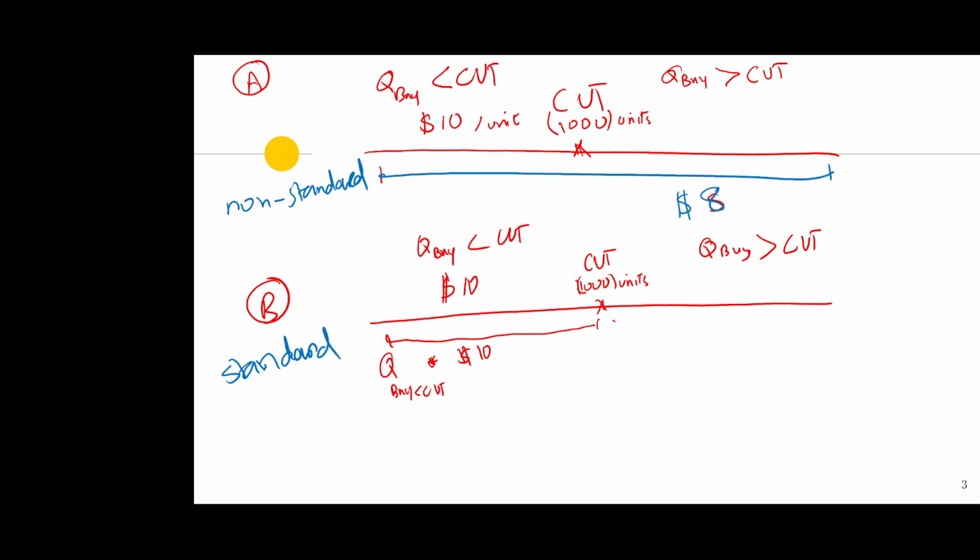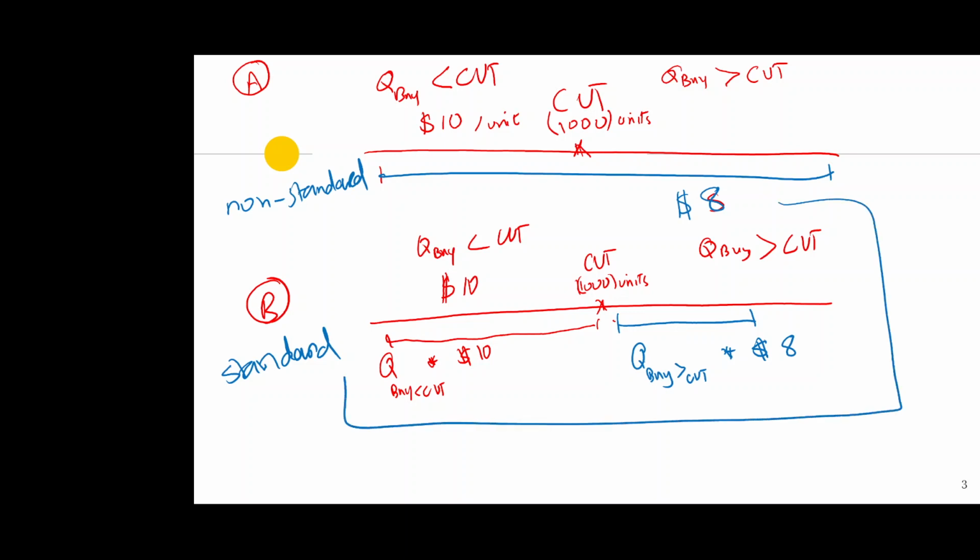Then whatever quantity you purchase that is greater than the cut will be charged differently, for example $8. This is usually the most common method, and this is why we call it the standardized method.